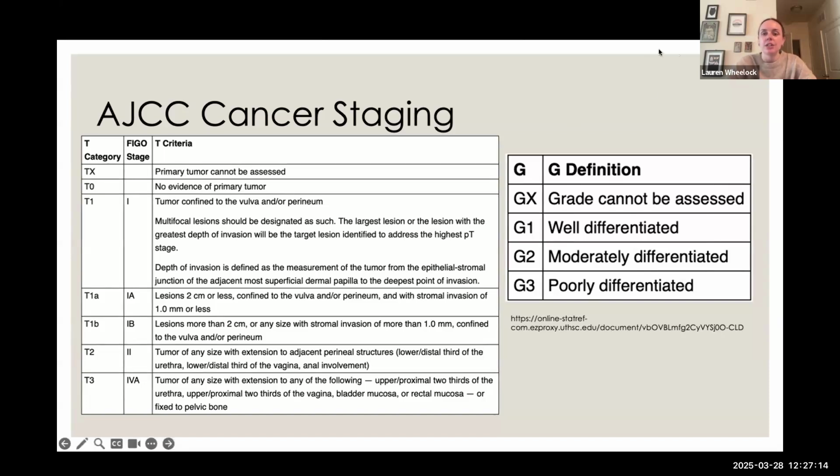The AJCC Cancer Staging Manual also talks about grading. Again, differentiation is defined as how closely those malignant cells resemble their healthy counterparts, and that's graded on a G scale. G1 would be well differentiated, meaning those cells do match their healthy counterparts. G2 would be moderately differentiated, and G3 would be poorly differentiated.